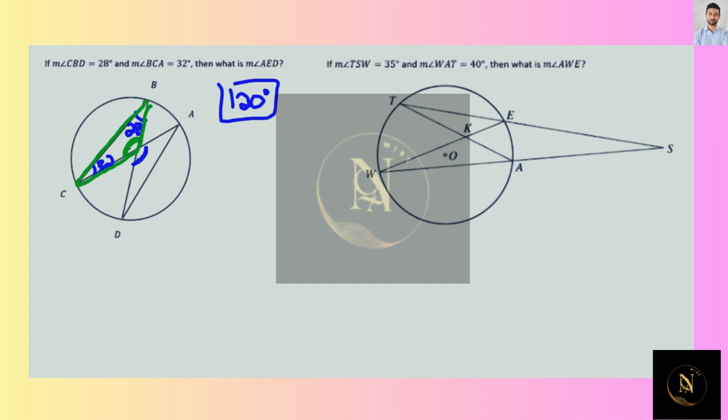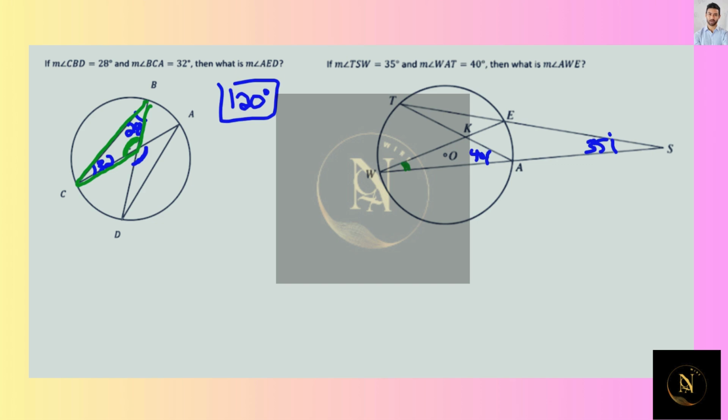In the second case, if the measure of angle TSW is 35 and angle WAT is 40, we want to find angle AWE. This is what we want to find. I'll put it in green.